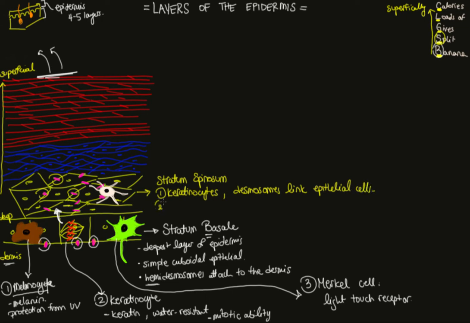And then we also have an additional cell type right here that you see in white, and this is what we call an epidermal dendritic cell, also known as a Langerhans cell. And it's really important because it offers your epidermis an immune defense, so protection.